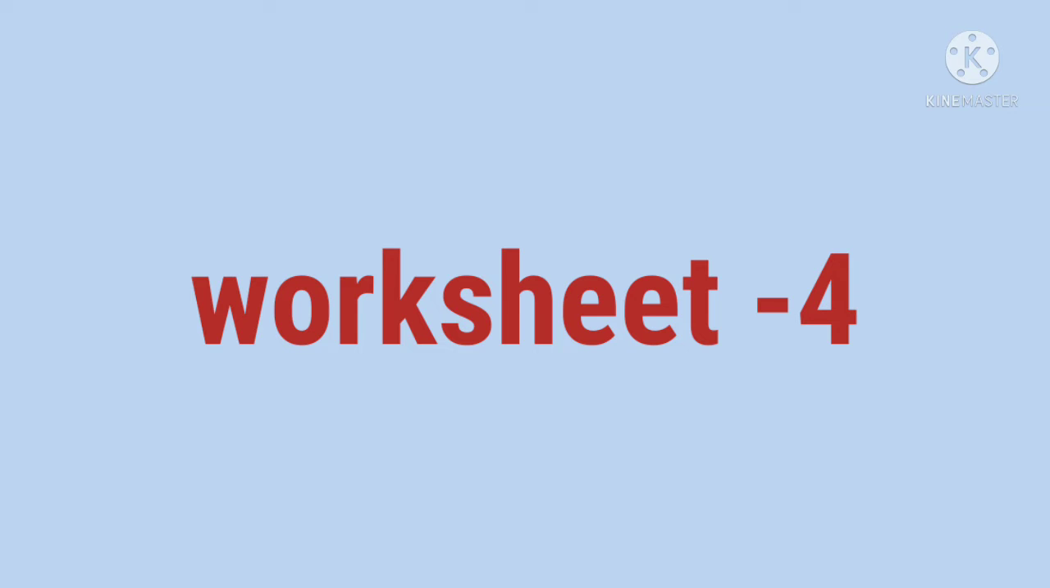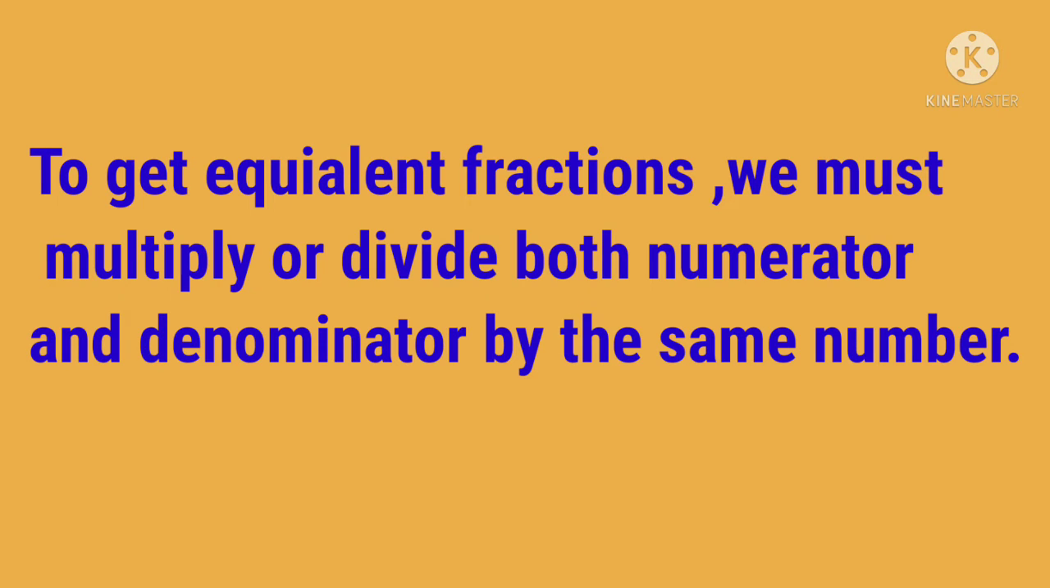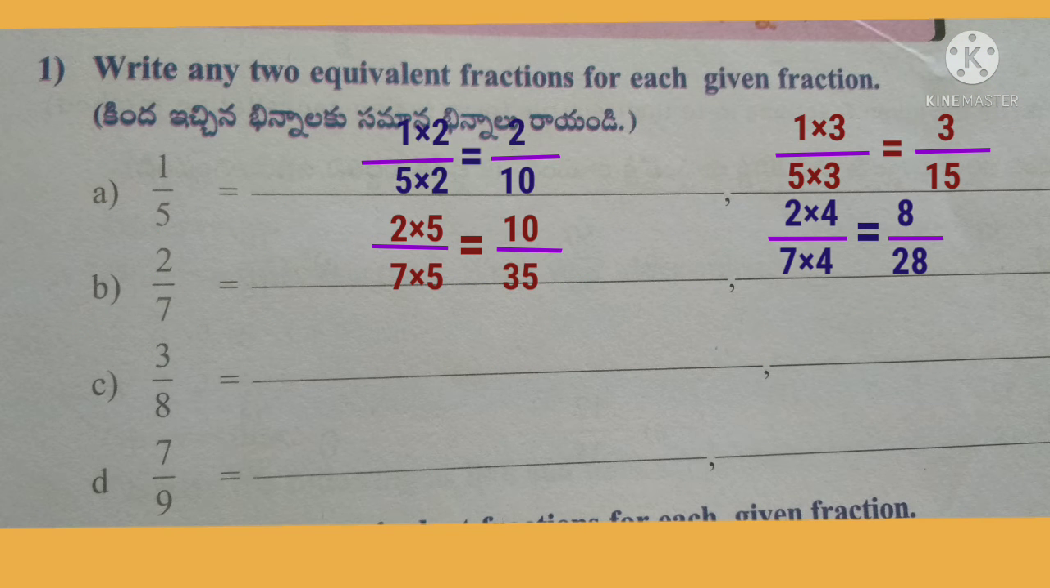Worksheet 4. First Roman, write any two equivalent fractions for each given fraction. To get equivalent fractions, we must multiply or divide both numerator and denominator by the same number.